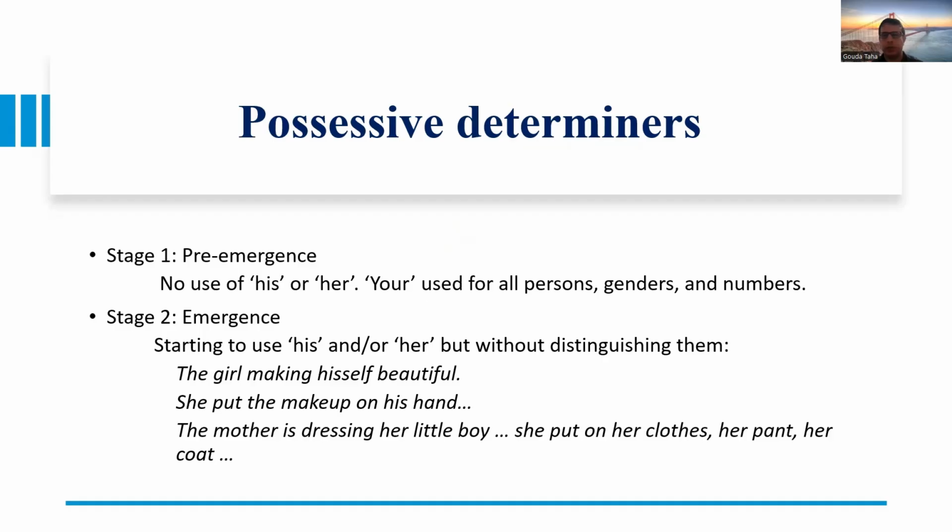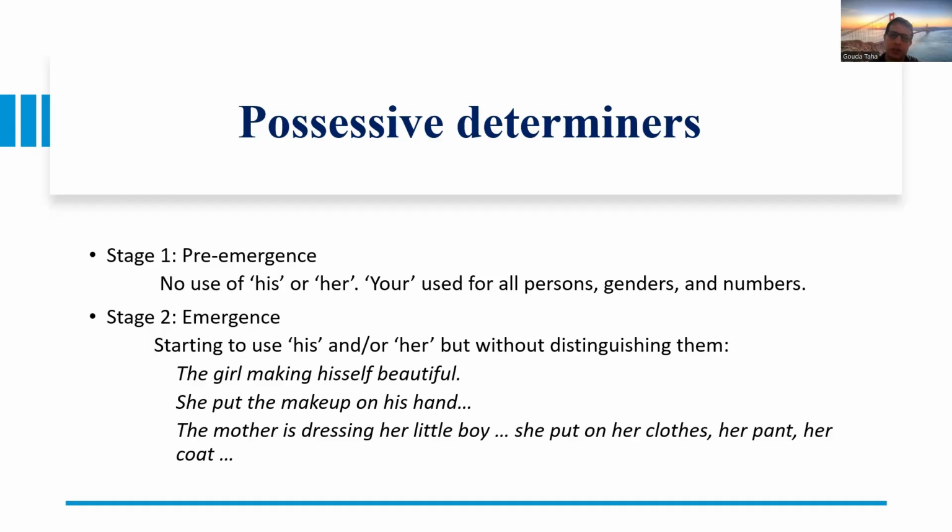Another area of language acquisition that indicates the developmental stages or developmental sequences is acquiring possessive determiners. In the pre-stage, or stage 1, there is the pre-emergence of possessive determiners like my, mine, his, her, your. So in stage 1, we don't see any use of his, her, your. For example, one of them is used with all persons, all genders, and all numbers.